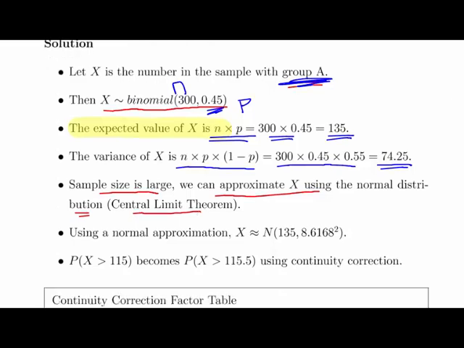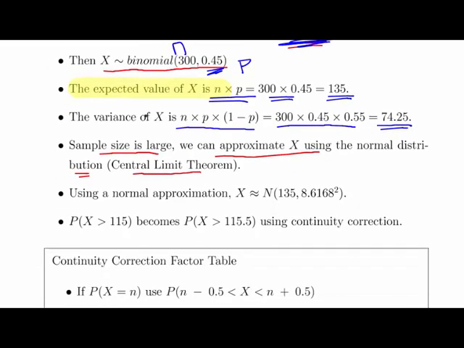So essentially what we're going to do here is approximate X using the normal distribution. In this case, X is a normal random variable with mean mu equal to 135 and variance 8.6168 squared, or in other words 74.25.